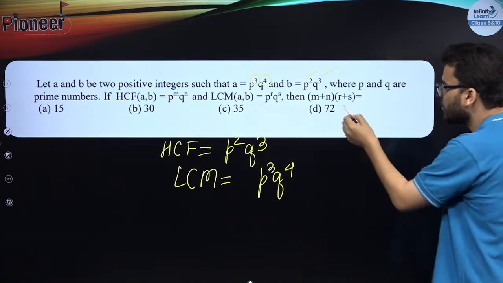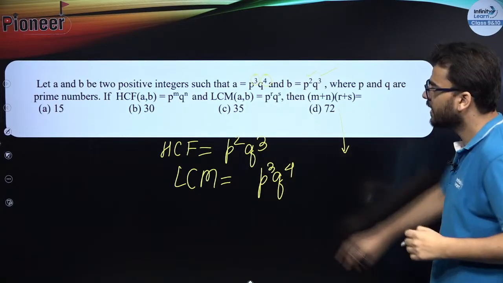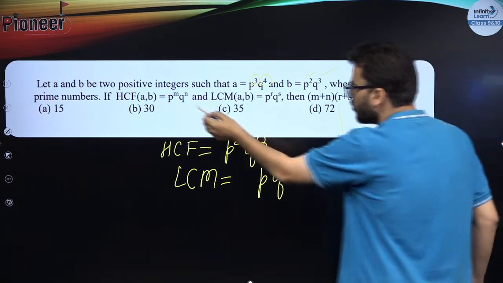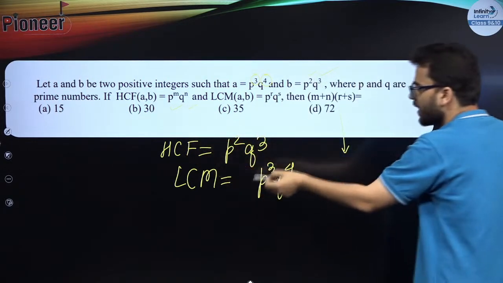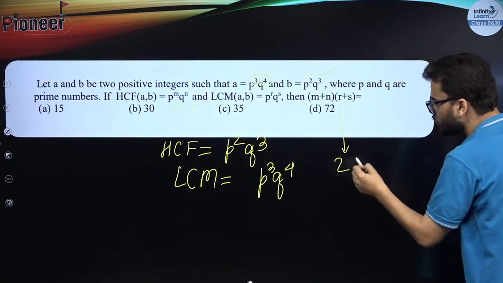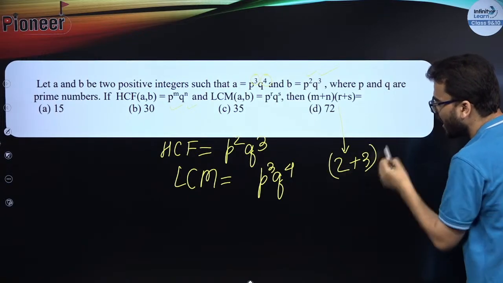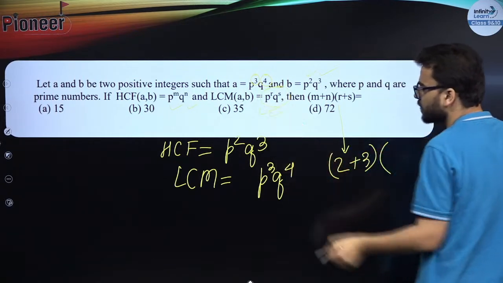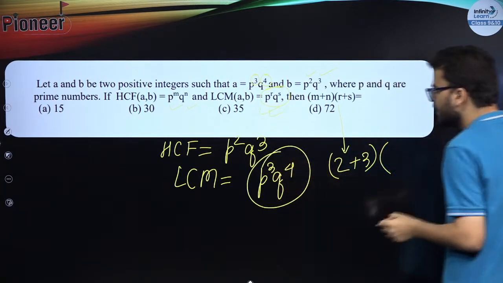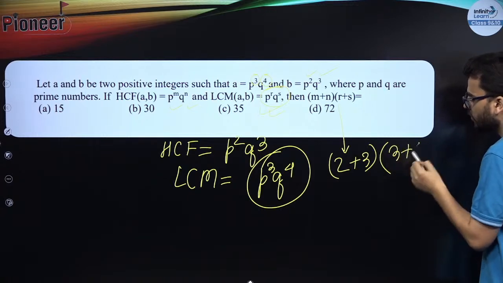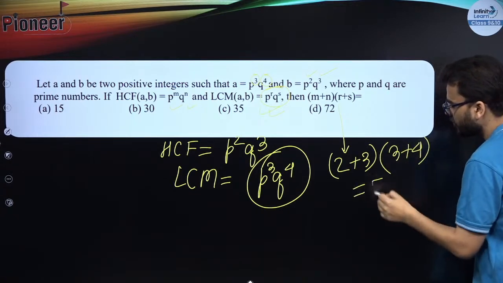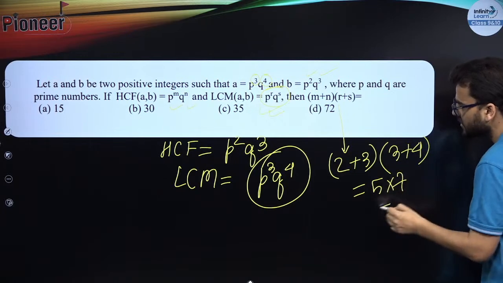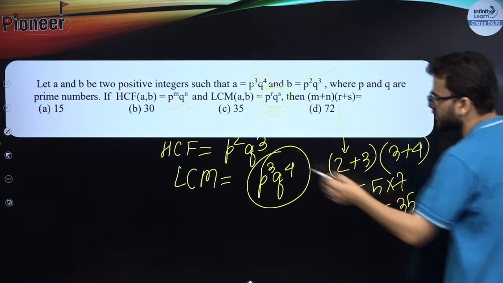You have to find the value of M plus N into R plus S. Now HCF is this over here. You see P raised to power M, Q raised to power N. So M plus N is what? 2 plus 3 over here. And R plus S is what? Because LCM is P raised to power R, Q raised to power S, and we have got LCM to be this. So R plus S will be equal to 3 plus 4 over here. So what is this equal to? 5 into 7, and that is equal to 35. So this is the answer.